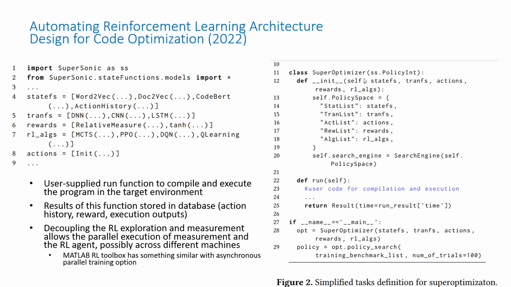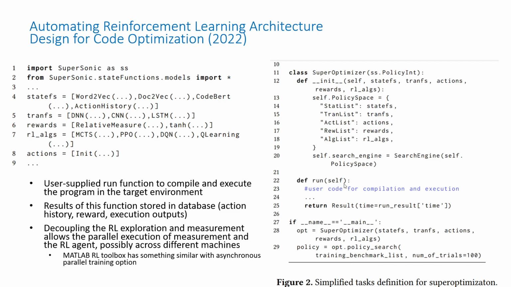We can see on the right the API for Supersonic, in which you have the constructor which takes the list of states to consider, the list of transfer functions, the list of actions, rewards, and reinforcement learning algorithms to choose from. And at the bottom, you see how it is called. You call the constructor with all the possibilities, and you can see on the left that for states you can choose from word2vec, doc2vec, CodeBERT. You have a set of neural networks to choose from. You have a set of rewards to choose from, a set of reinforcement learning algorithms like MCTS, PPO, DQN, and Q-learning to choose from, and actions to choose from. So basically you pass all that into a constructor, and then you call the policy search with the benchmark list and specifying the number of trials.